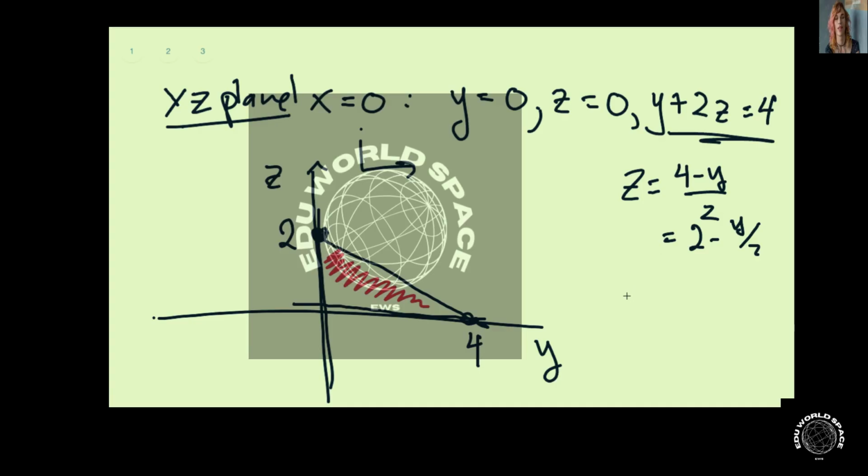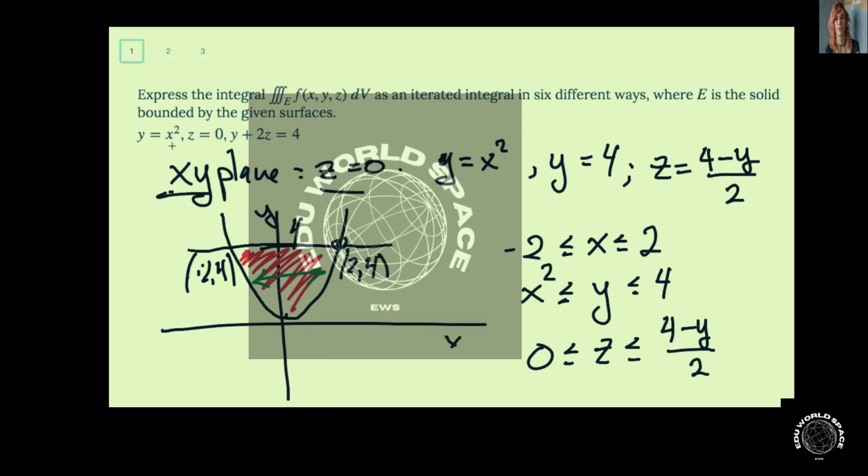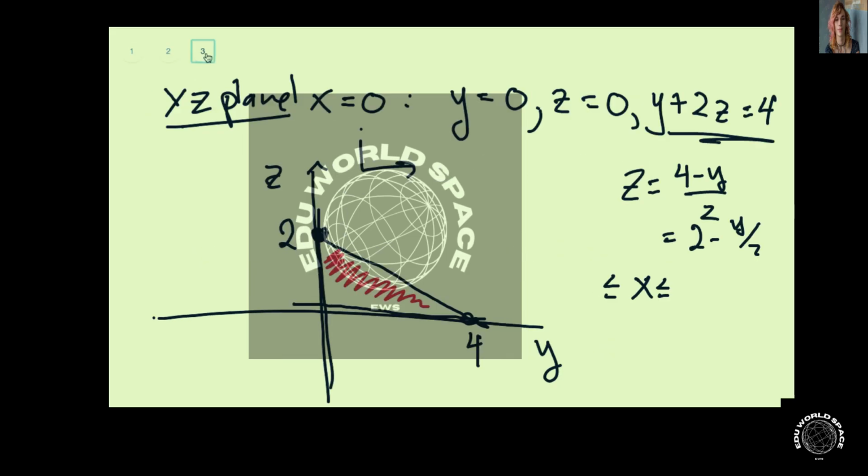So we have to find our x bounds. If we want to find our x bounds, we just have to solve for x here. Right? So our x bounds are, again, square root of y and minus square root of y. Then we've got our y bounds, and we've got our z bounds. So we have to figure out which order of integration we want to do.